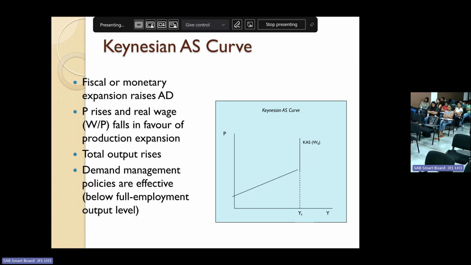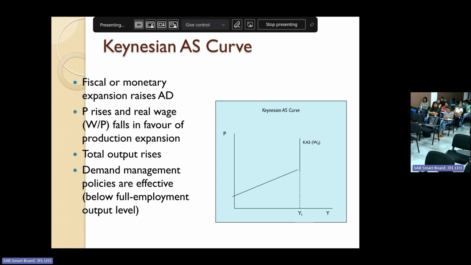The government expenditure raises the aggregate demand. Money flows to the public. Here the problem is not the supply, it's the demand. That's why the supply curve is perfectly elastic in the Keynesian case.